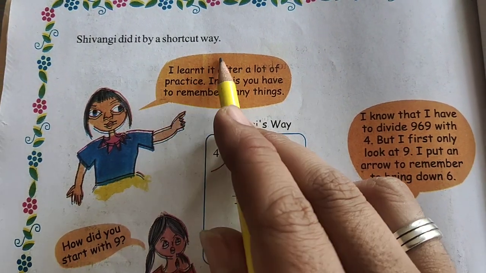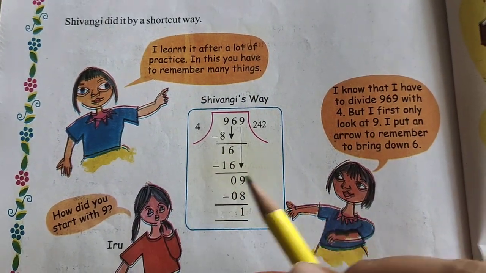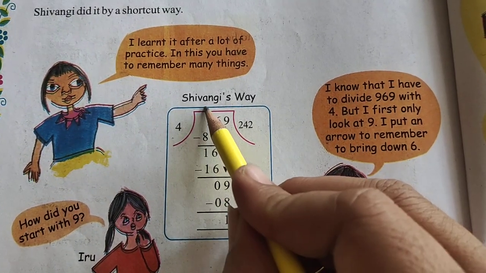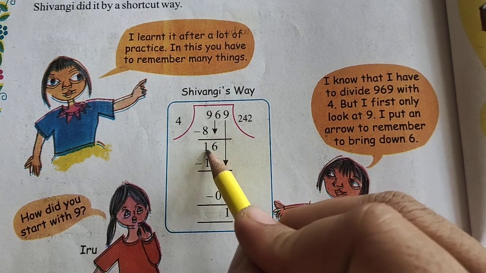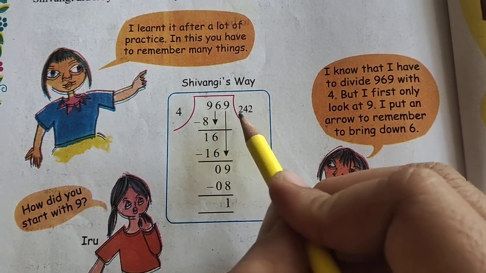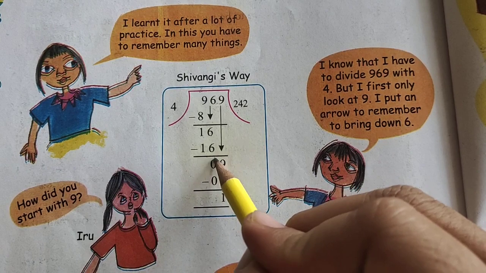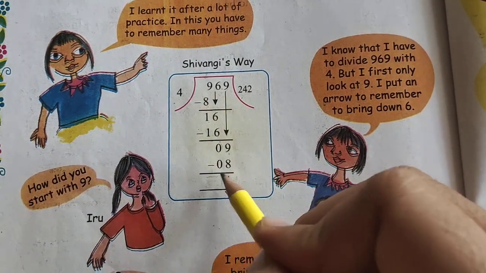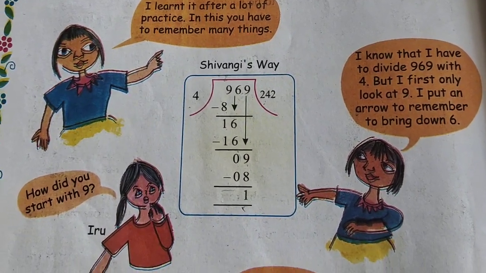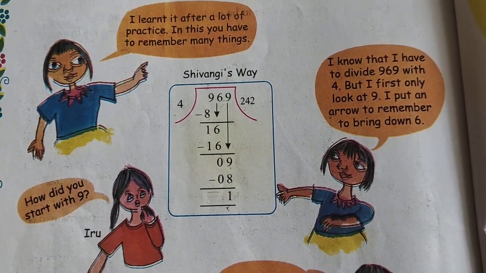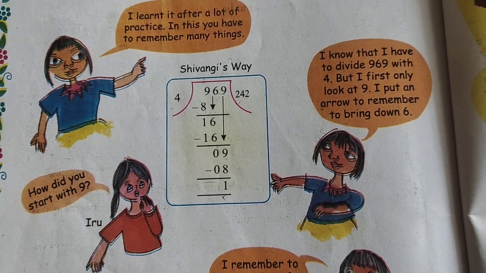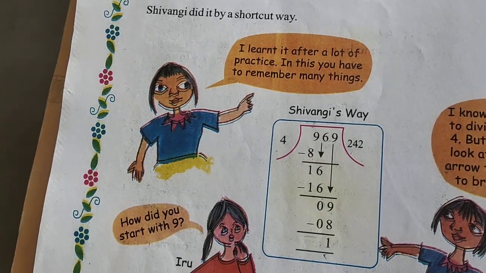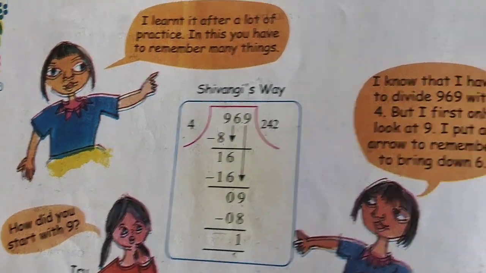Now, Shivangi did it by a short way. This is the shortcut way which we were using for doing the division. Understood, students? 4 2s are 8, 1 remaining, taking down 6. 4 4s are 16, 0, taking 9 down, 9, 4 2s are 8 and remaining 1. So this is the shortest way, as we know, and we were solving the division sums by this method only. Okay students, understood? Now we will see the further sums of the practice time.